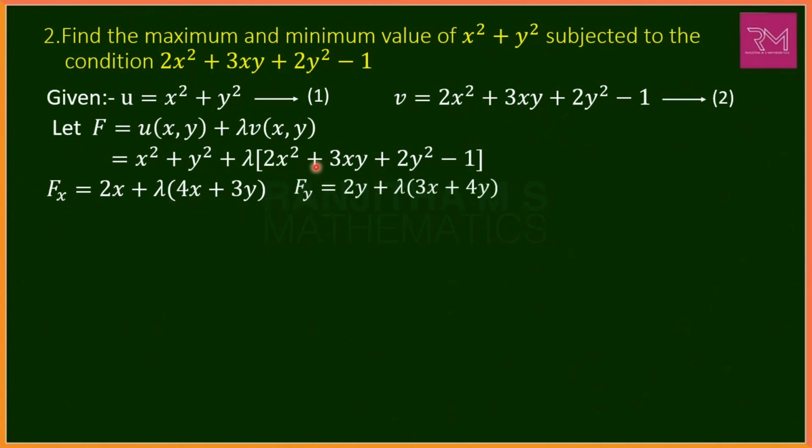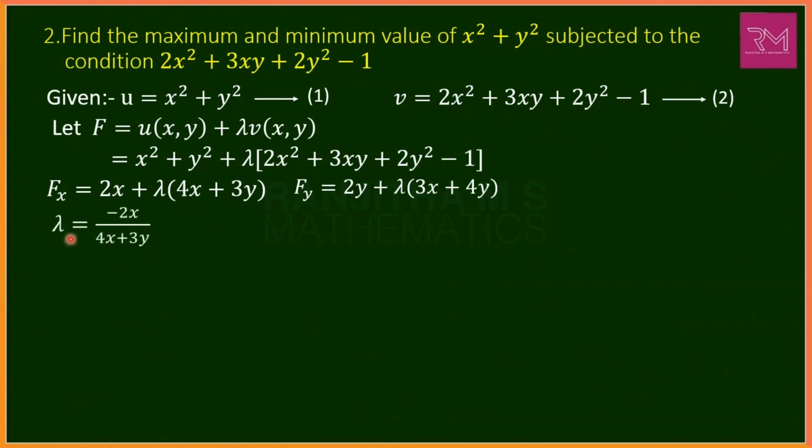Similarly, fy is partial differentiation of f with respect to y, that is differentiation of y square is 2y plus lambda into differentiation of 3xy, that is 3x is constant, take as it is, into differentiation of y is 1, plus differentiation of 2y square is 4y. This is our fy. Next step, we have to equate this to 0.